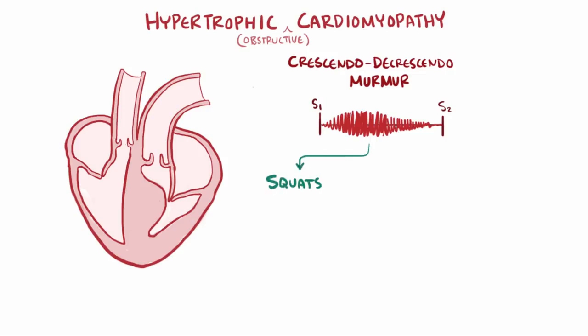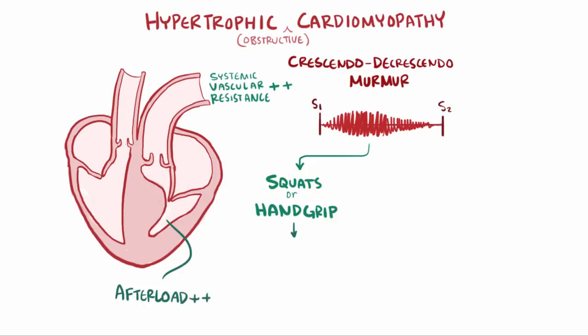If the person squats down or does a hand grip maneuver, systemic vascular resistance increases, which makes it harder to eject blood out and increases afterload, which means that the ventricle has more blood stretching it out, and so it becomes less obstructed, and the murmur becomes less intense.